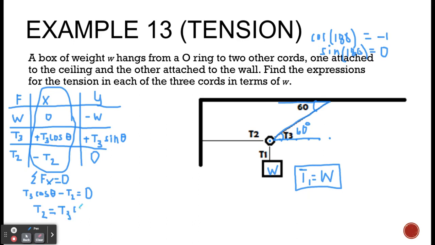So T2 is going to be equal to the x component of T3. If we find an expression for T3 in terms of W, we can then substitute in. Okay, so we have some expression for T2 right now. We need an expression for T3 in terms of W. So our next step is to sum the forces again, but in the y direction. Okay, I'm going to do that over here to the left.